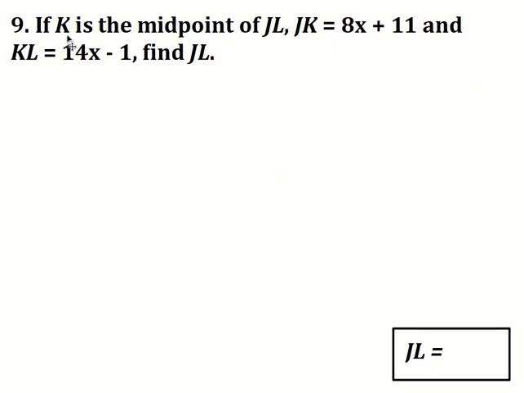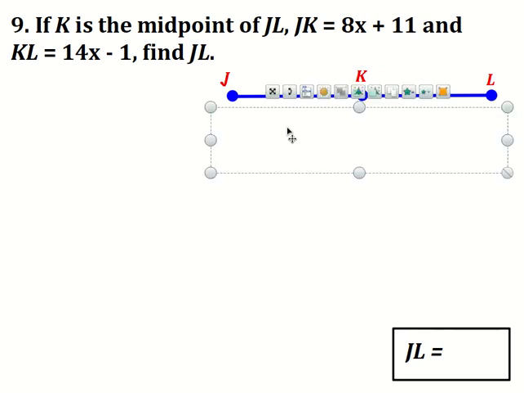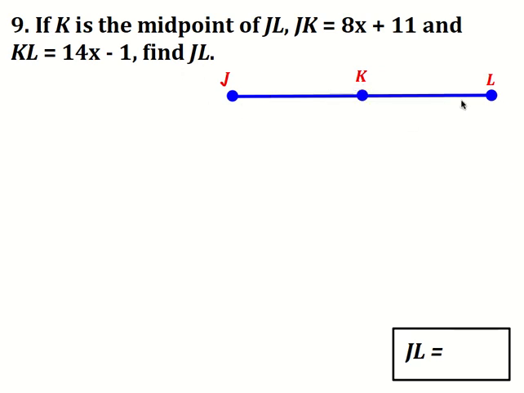Question 9. If K is a midpoint of JL, JK equals 8x plus 11 and KL equals 14x minus 1, find JL. So the first thing I want you to do is draw a picture. What does it look like? If I have K as the midpoint of JL, here is my line JL and K is smack dab in the middle. That's going to mean that this side is congruent to this side.